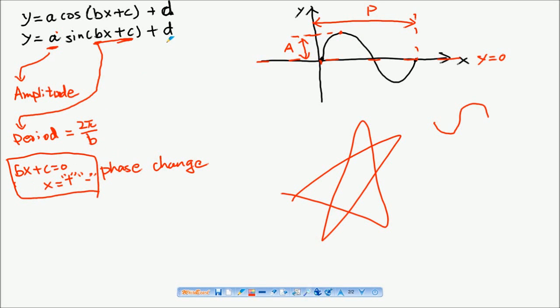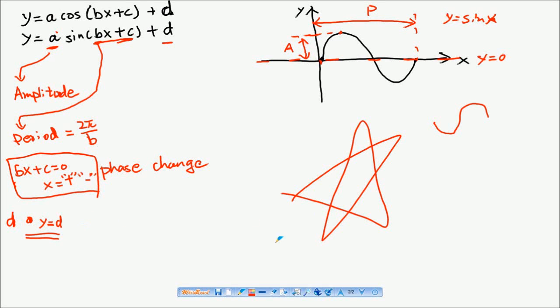And the coefficient d here is your neutral line. In your standard graph, y equals sine x, your neutral line is y equals 0. Now, if y equals d, that straight line is your neutral line.